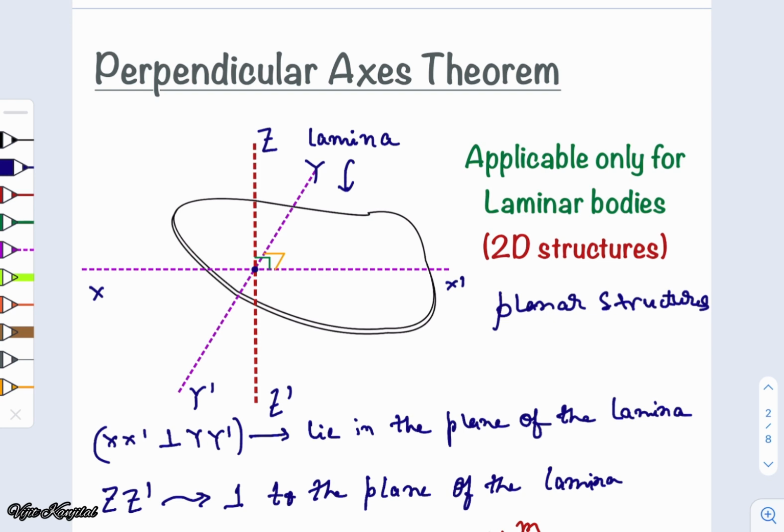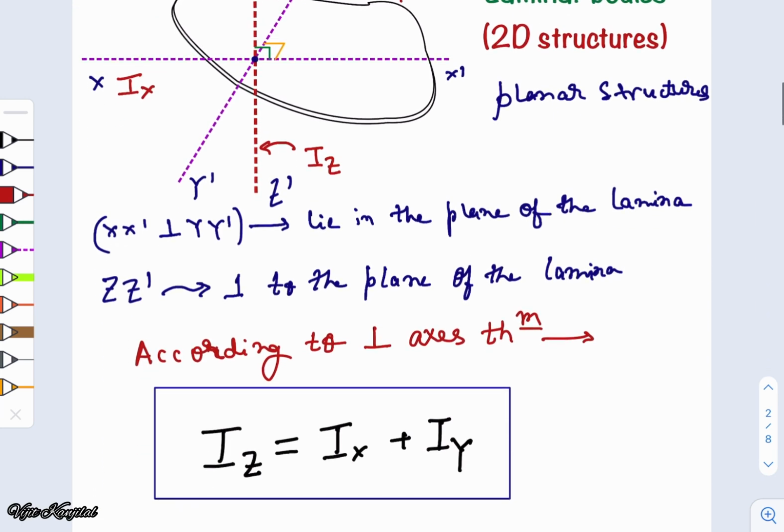Now let us assume the moment of inertia of this lamina about the axis x dash is Ix, the moment of inertia of this body about axis y dash is, let's say, Iy, and the moment of inertia of this body with respect to z dash is Iz. So according to the perpendicular axis theorem, Iz would be simply Ix plus Iy.